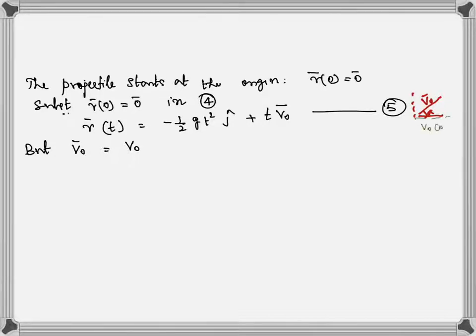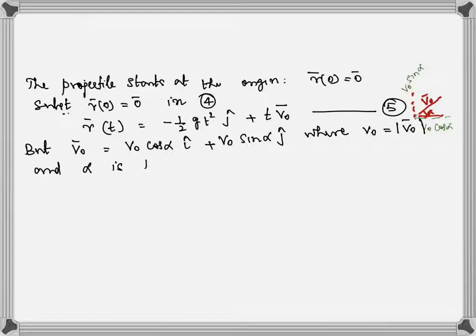So this one is going to be V0 cosine alpha, and the vertical component is going to be V0 sine alpha, where V sub 0 is the magnitude of the vector V0. So it's V0 cosine alpha i plus V0 sine alpha j, where V sub 0 is the absolute value of the initial velocity, the length of the vector, and alpha is the angle of the initial velocity, which is given in the problem.